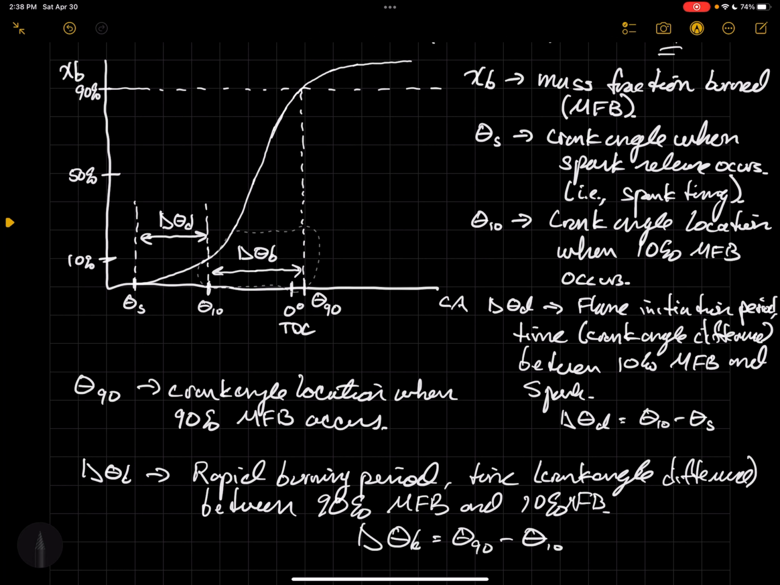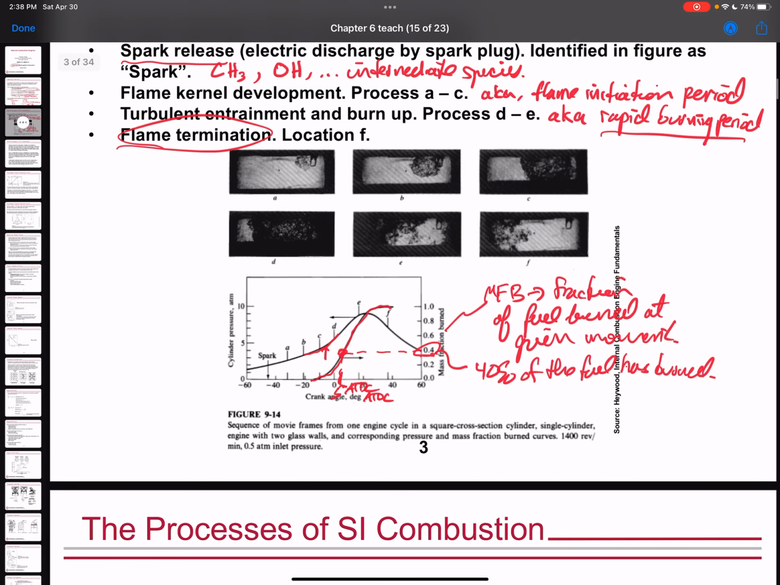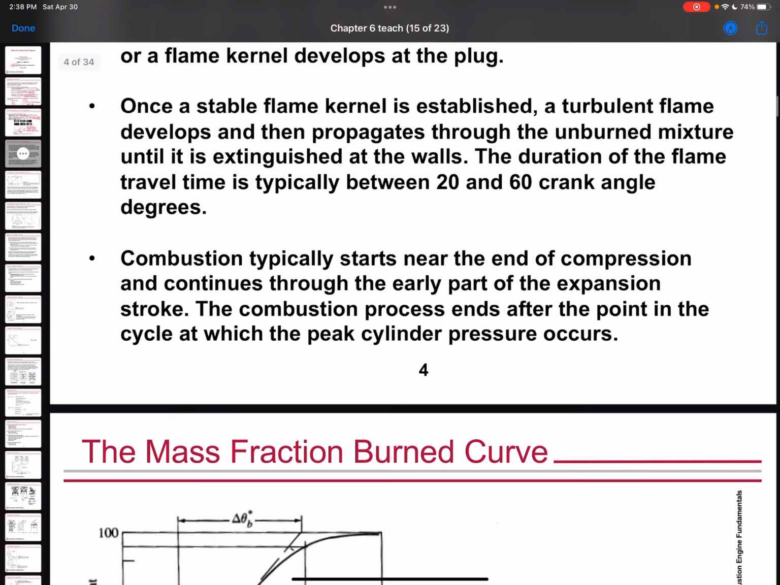Okay? Okay, so now to try to make a connection between this mass fraction burn curve and the in-cylinder pressure, if I just real quickly go back to the Chapter 6 notes, you can see that that's already been done in this figure that's on the bottom of slide 3, right, this figure 9.14. And you can probably guess that they're showing this mass fraction burn curve on the same plot as the cylinder pressure curve to suggest that there's a relationship between the two. And yes, absolutely, there is a relationship between the two. And we'll talk about that relationship during the next lecture period.